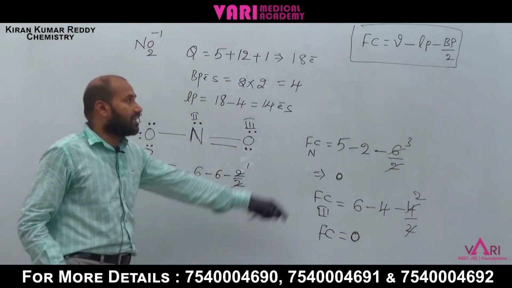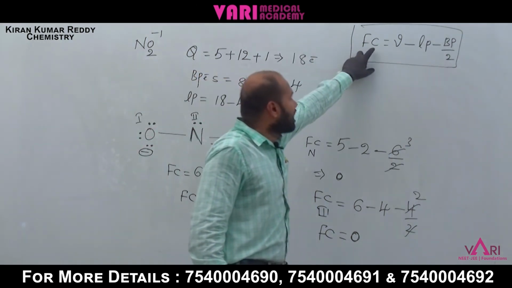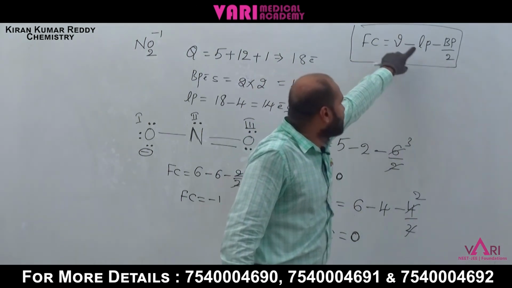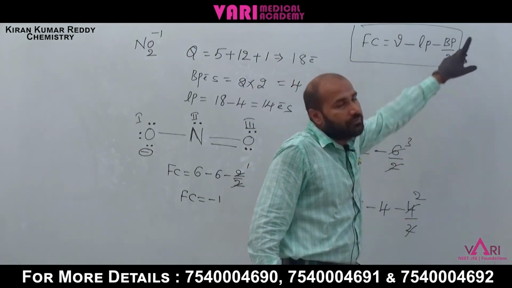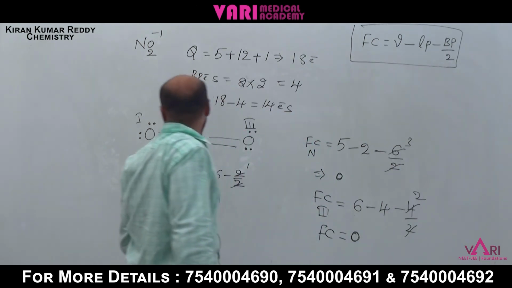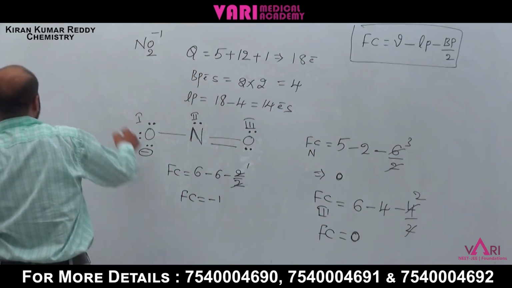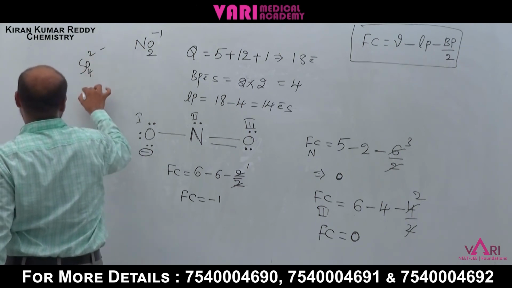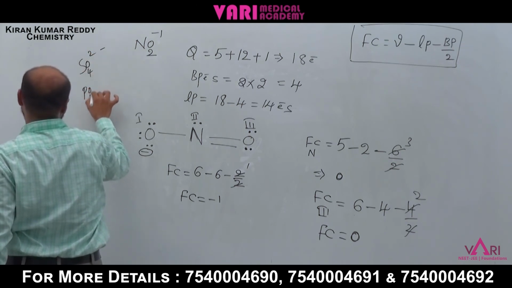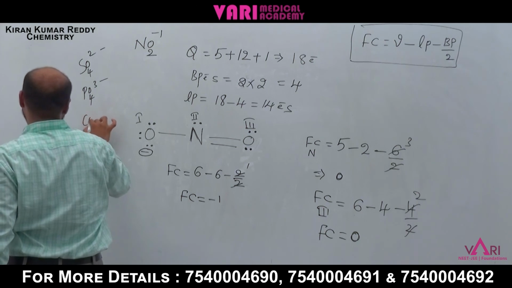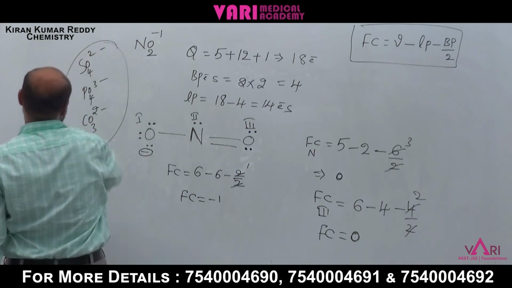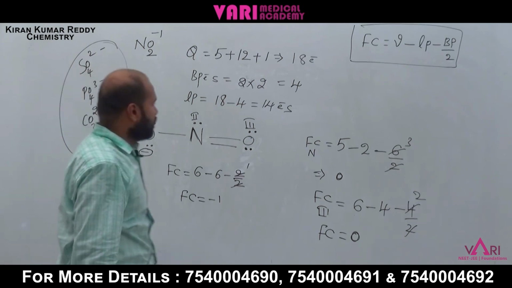Now you can calculate the formal charge: V, the valency electrons of an atom, minus lone pair electrons minus bond pairs by 2. We can take more examples: SO4 2 minus, PO4 3 minus, and CO3 2 minus. These are the examples. Practice, it will be useful.